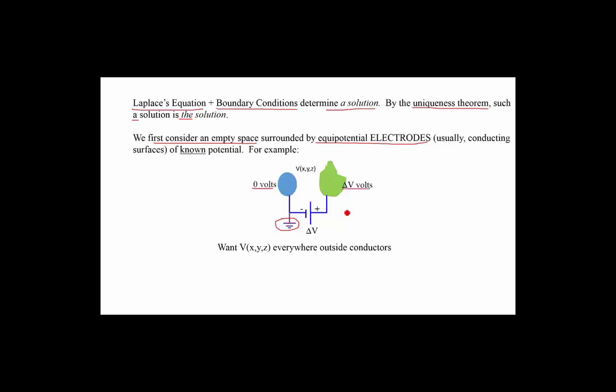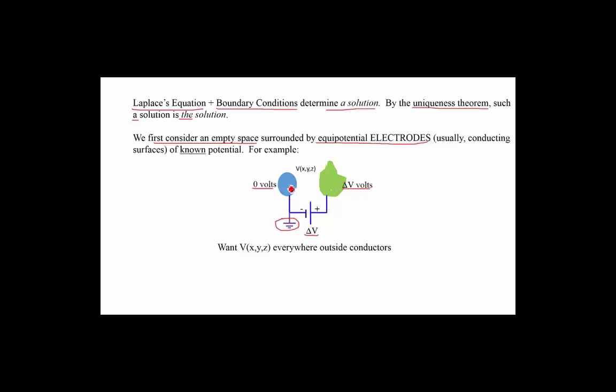Let's consider an empty space surrounded by some electrodes that are at particular potentials. Normally these are things like conducting surfaces with known potentials attached. For example, suppose we have these two conducting objects here. We hook them up to a battery. I've grounded this one. It's not necessary to do so, but if we do, then we really know what that potential is. It's 0 volts. And the battery will raise the potential of this object up to delta V. That's the battery voltage here. The way I've shown it, this is plus and this is 0 volts.